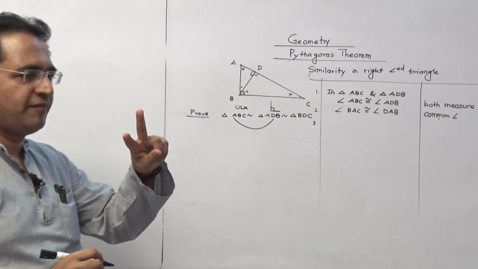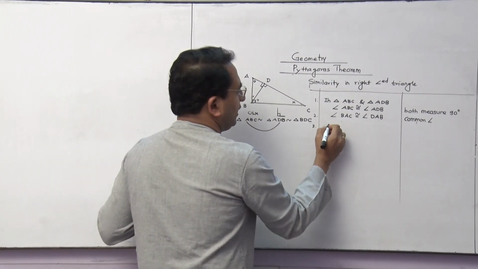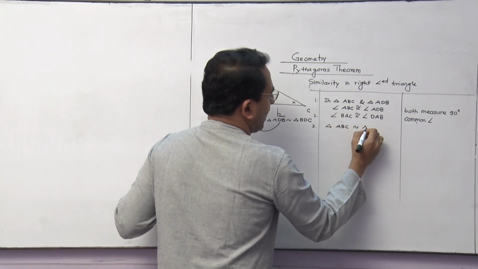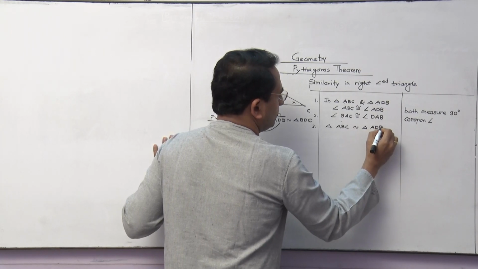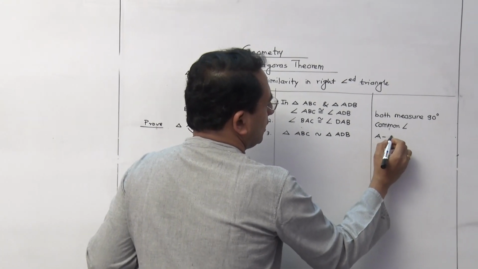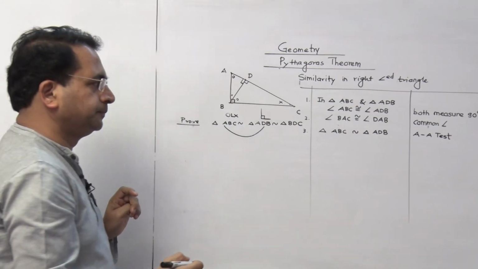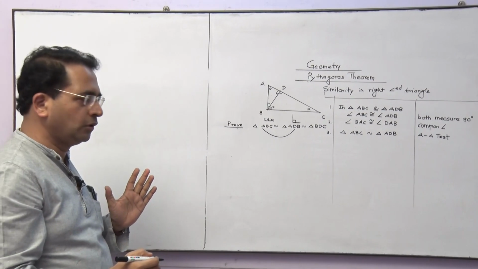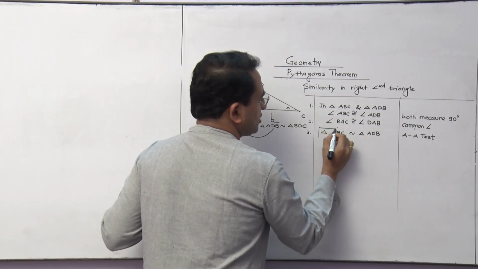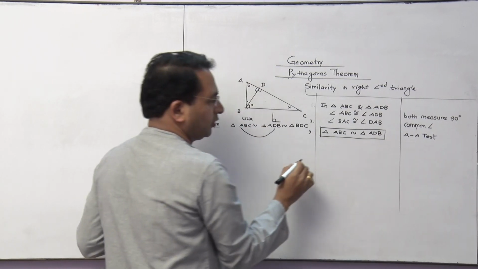Two pairs of angles are enough to prove the triangles similar. So I am writing triangle ABC is similar to triangle ADB. What should we write here? We should write this as AA test of similarity. Is this clear to you? What do we have to do further? This is going to be the important statement of the proof, so I need to put a box for this.